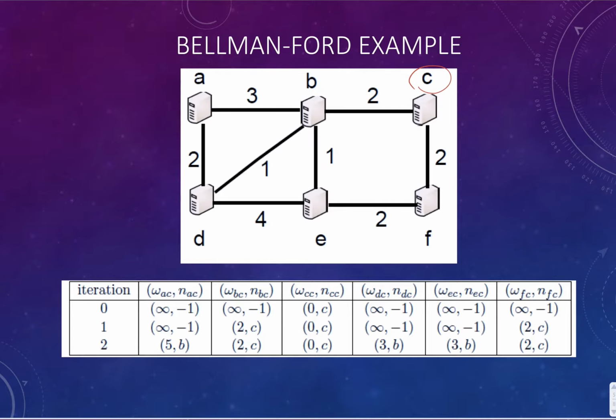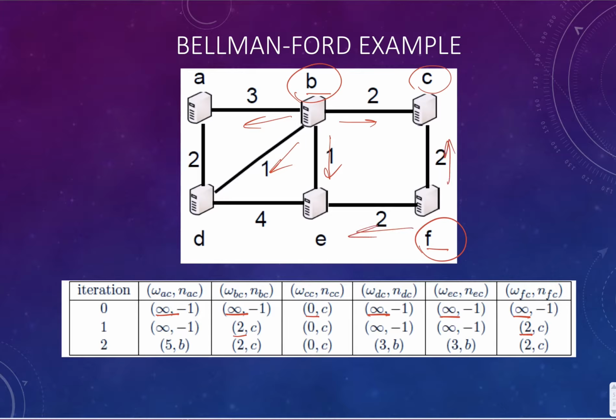Initially, WAC, WBC, WDC, WEC, and WFC are all set to infinity, because initially none of the nodes have a finite routing table entry, a finite cost to node C. And then we reset the cost of the neighbors B and F to 2 and 2.